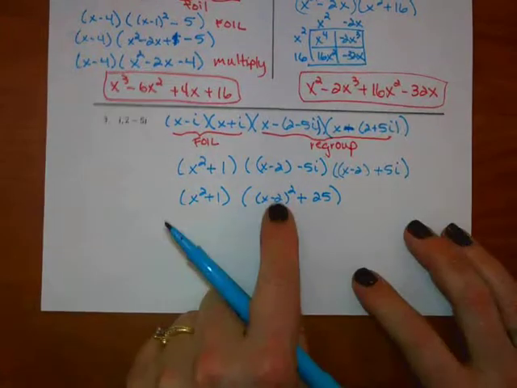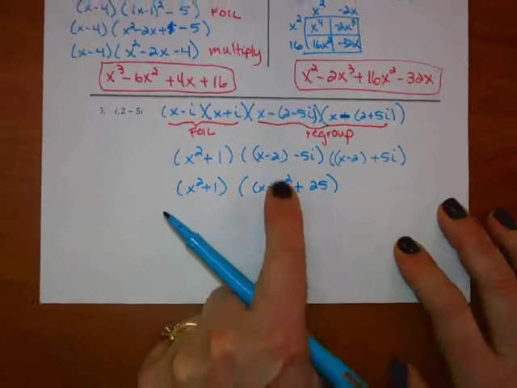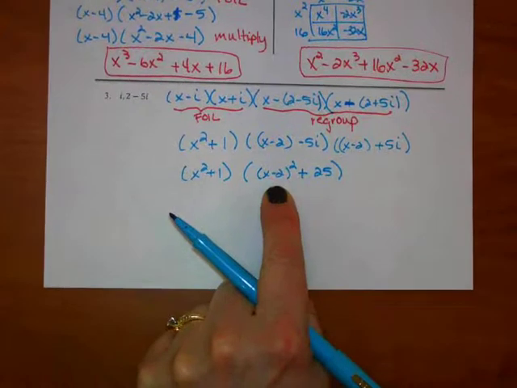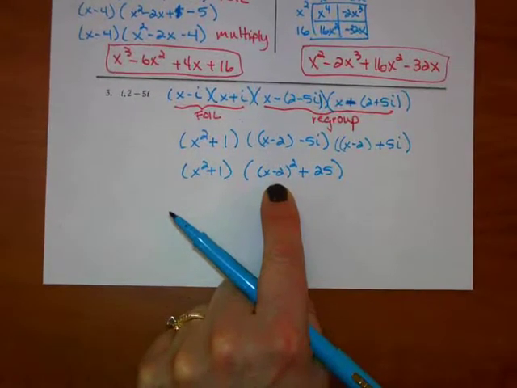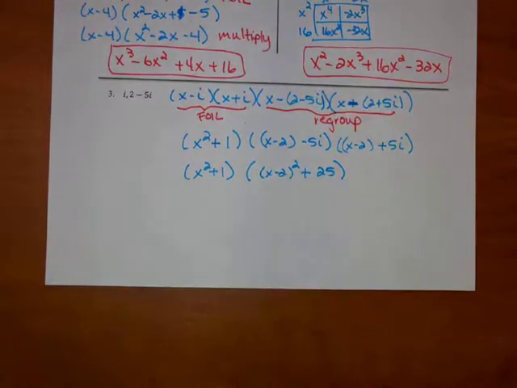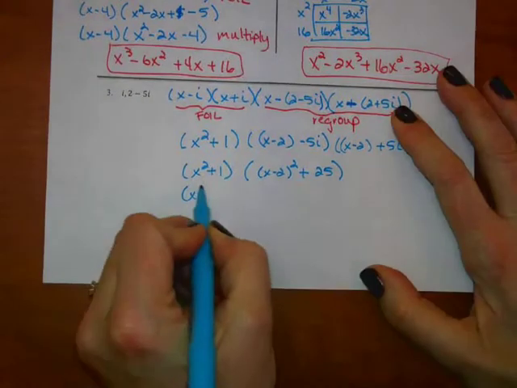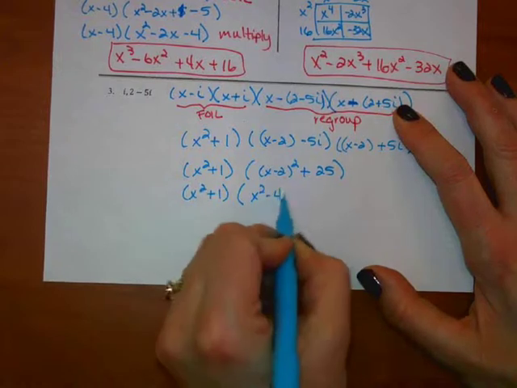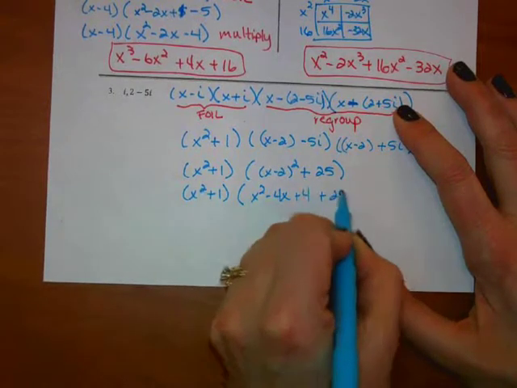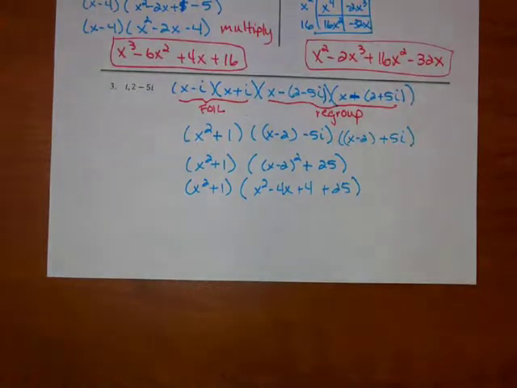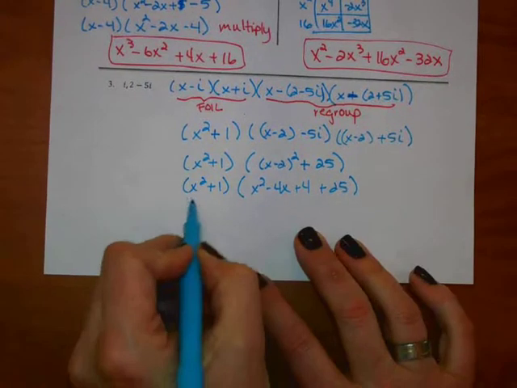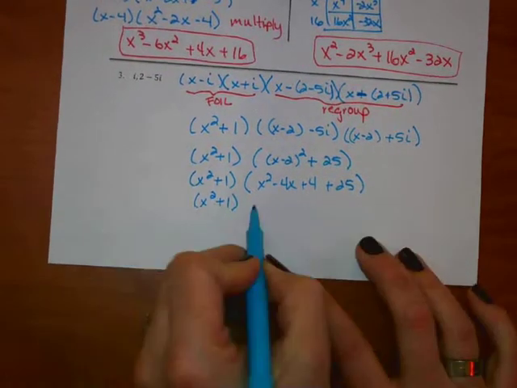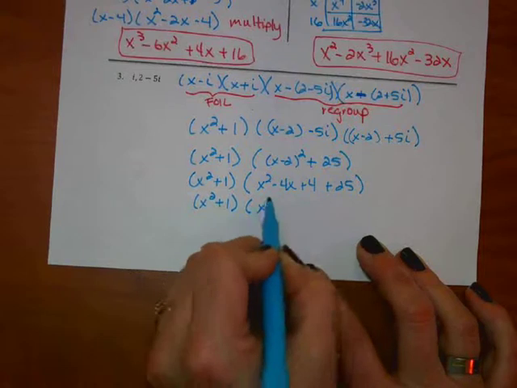Then what did I do? I FOILed this thing. In your head, what would it be? Think about it. Squared. Yes, very good. x squared plus 1. And then I'm going to FOIL this right here: x squared minus 4x plus 4 plus 25. You don't have to write all these steps out, although while you're first doing it, I think it's a good idea. I'm just going to combine those two now.